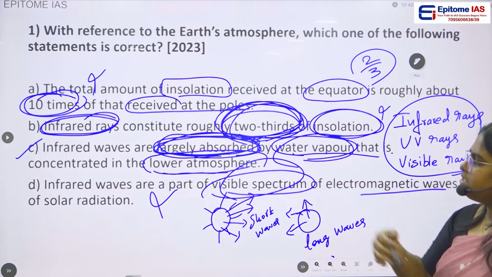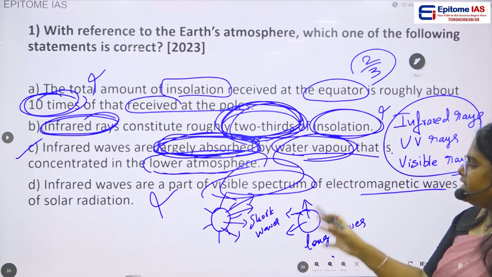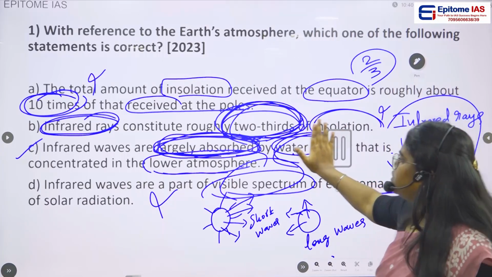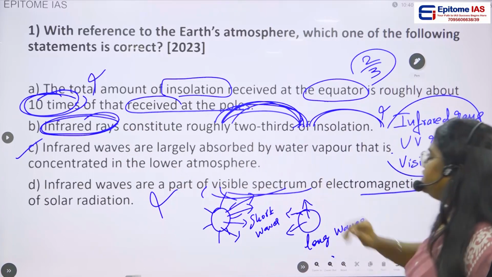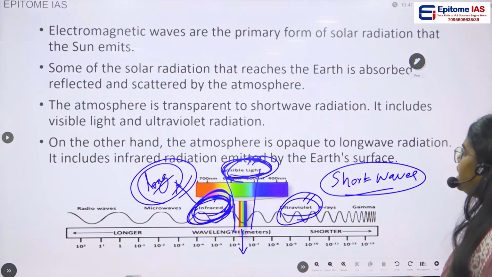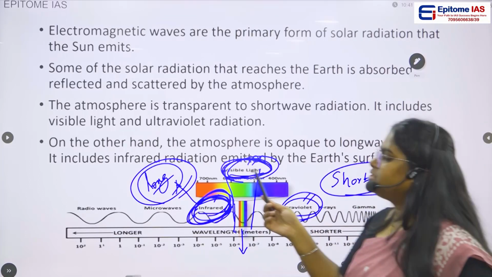The correct answer would be option C, that is, infrared waves are largely absorbed by the water vapor that is concentrated in the lower atmosphere. Okay, this is the correct answer. Now, before that, we'll have the explanation given here.